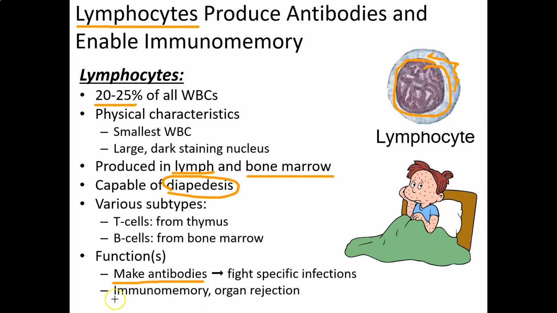We also see in the lymphocytes the ability to have immunomemory. Immunomemory means that our immune system will make memory cells. Again, I'm not going to worry about which type, actually both though, but we have these memory cells, so that if we get attacked by that microorganism again, then our body has the memory to fight it off.